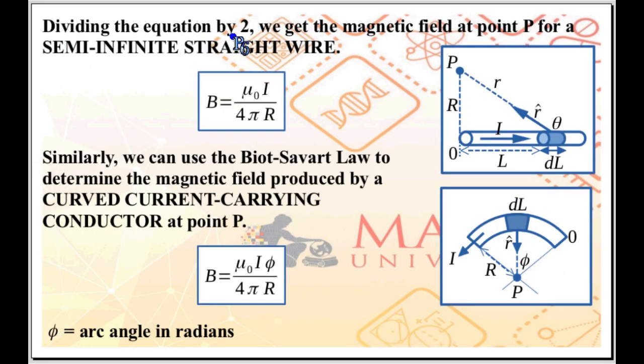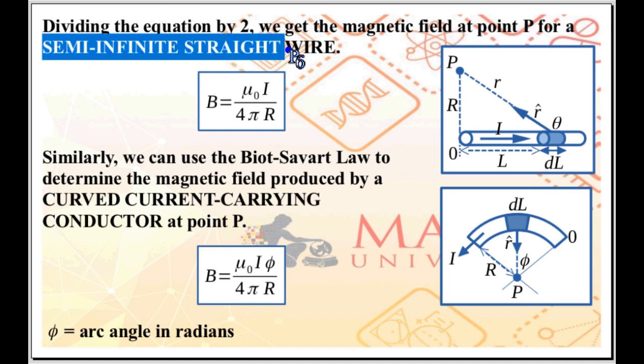Dividing the equation by 2, we get the magnetic field at point P for a semi-infinite wire. For a semi-infinite wire, the magnetic field at point P is simply half of the equation that we had just derived. B is equal to mu naught I over 4 pi r. Again, use the right-hand rule to determine the direction of the magnetic field. This is the magnitude of the magnetic field at point P. Use the right-hand rule to determine the direction of the magnetic field at point P.